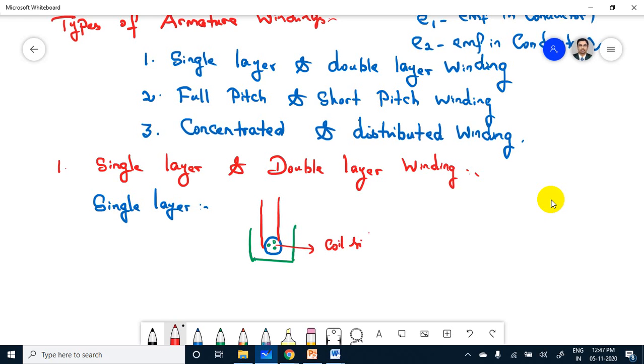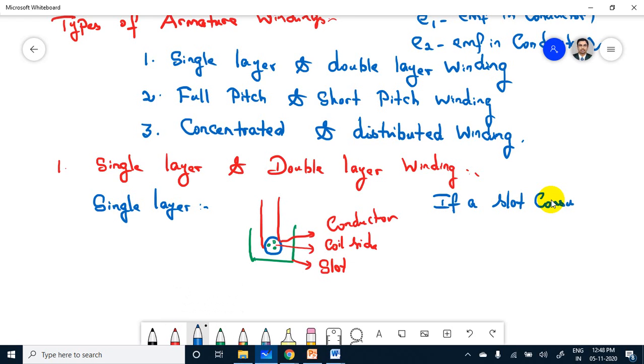Similarly, cos 2 pi t I will write in terms of e power j pi t plus e power minus j pi t. This circle I call a conductor, and this box I call a slot. Single layer winding means if a slot consists of only one coil side.